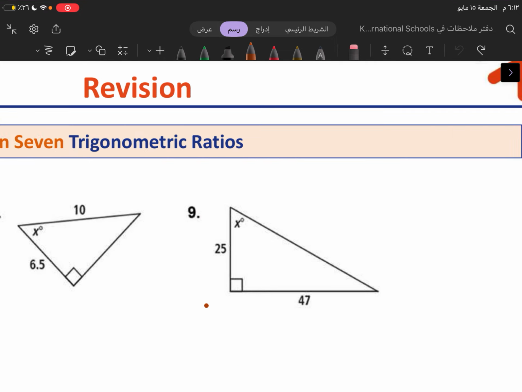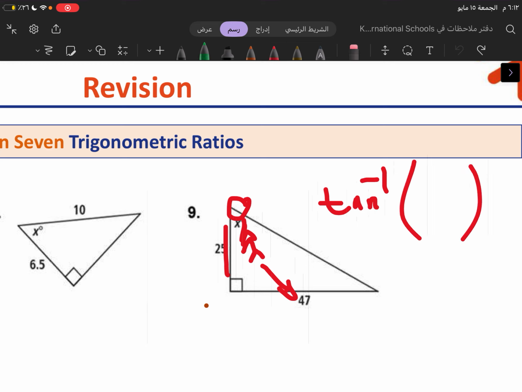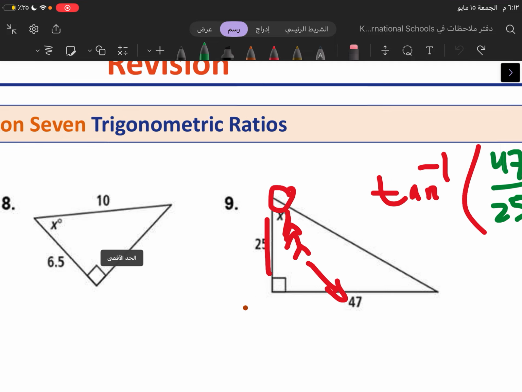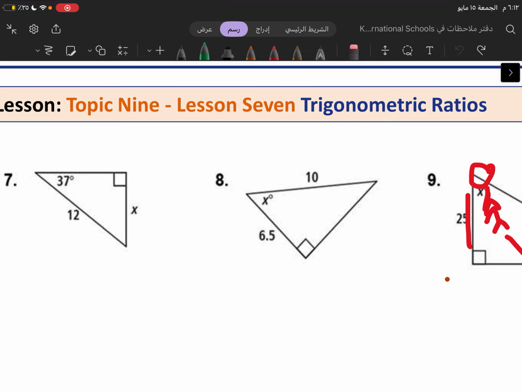Here, he asked me about the angle, so directly I know I need the inverse. Now, what is given? The given opposite and adjacent. So tan inverse of 47 over 25.